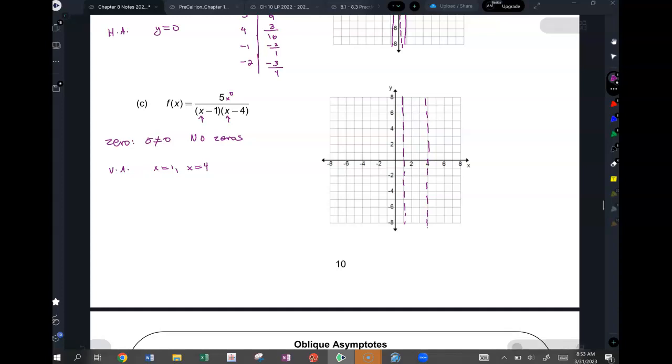On the bottom, though, when you multiply this out, it'll be x times x, x squared. So the degree on the bottom is 2. Okay? So here we have degree of 0. Here we have degree of 2. So the horizontal asymptote is y equals 0.